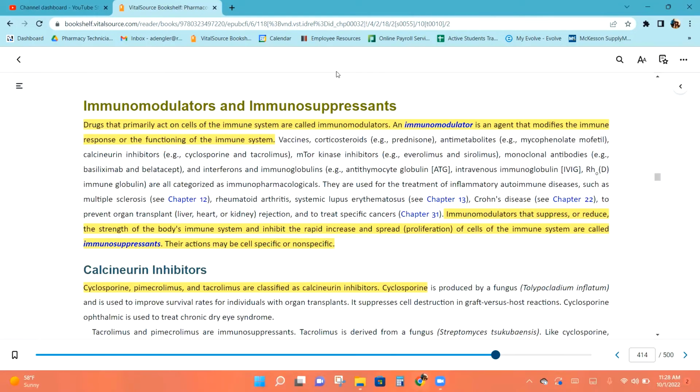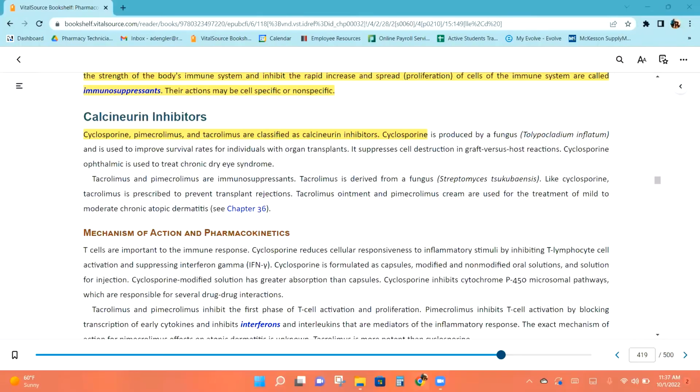Drugs that primarily act on cells of the immune system are called immunomodulators. An immunomodulator is an agent that modifies the immune response or the functioning of the immune system. Immunomodulators that suppress or reduce the strength of the body's immune system and inhibit the rapid increase and spread, proliferation, of cells of the immune system are called immunosuppressants. Their actions may be cell-specific or non-specific.